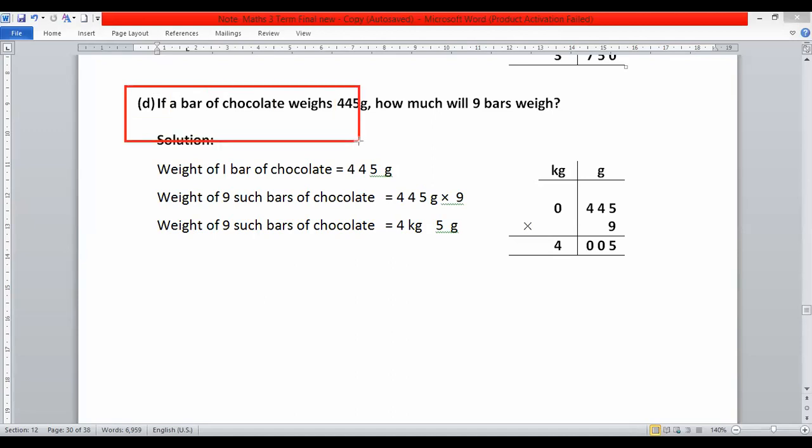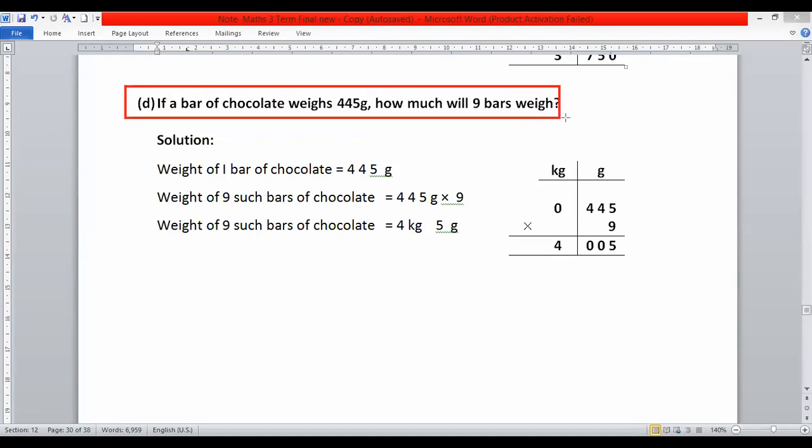Statement of part C. Here D is written, but actually it is part C. If a bar of chocolate weighs 445 gram, how much will 9 bars weigh?